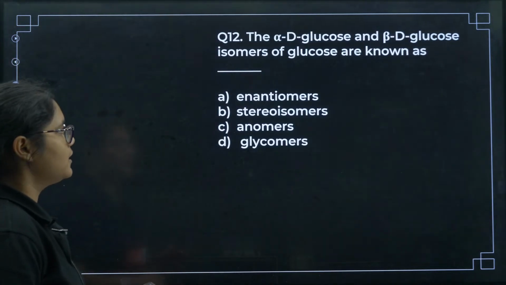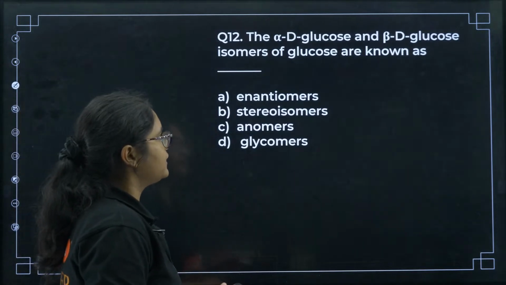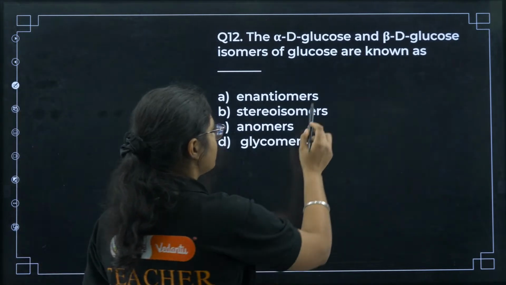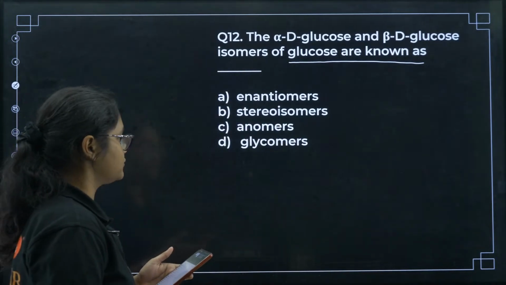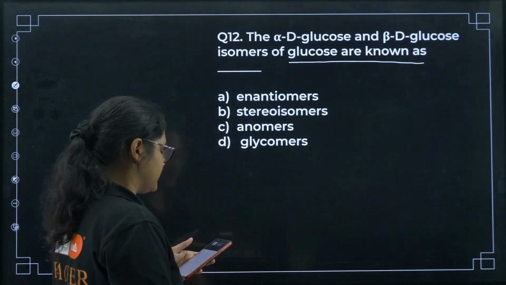Okay. Next, 12th question. The alpha D glucose and beta D glucose isomers of glucose are known as what? Enantiomers, stereoisomers, anomers and glycomers.